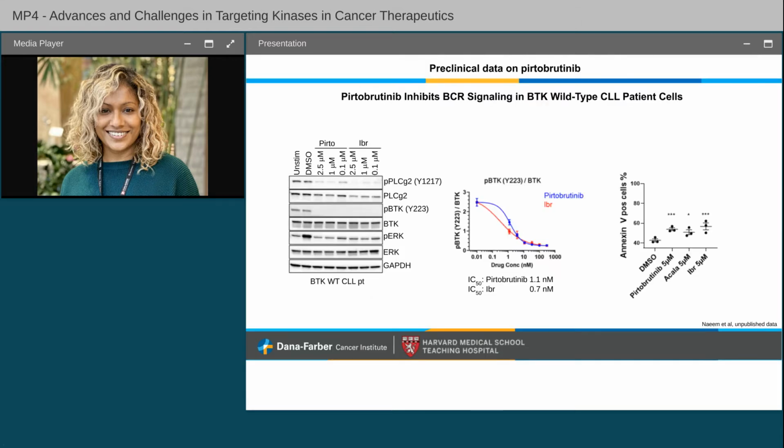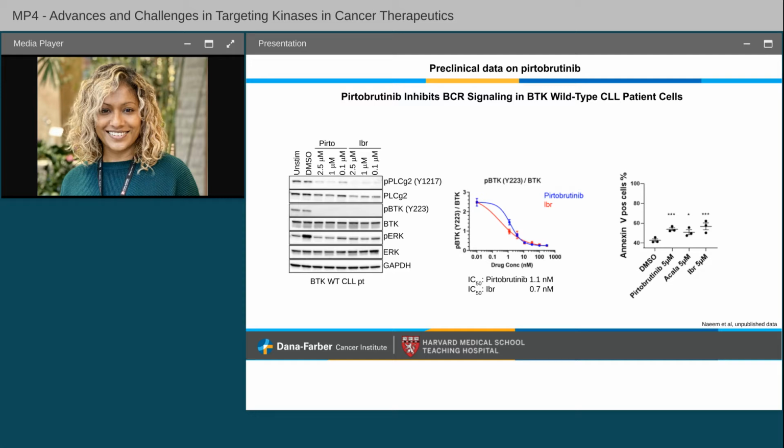So this is some preclinical data from our lab on pirtobrutinib. What we're looking at here is cells from a BTK wild type patient that were treated in vitro with pirtobrutinib and ibrutinib, and the effect of these drugs on the BCR signaling pathway, assayed by looking at the phosphorylation of proteins in this pathway, and cell death were assessed in vitro.